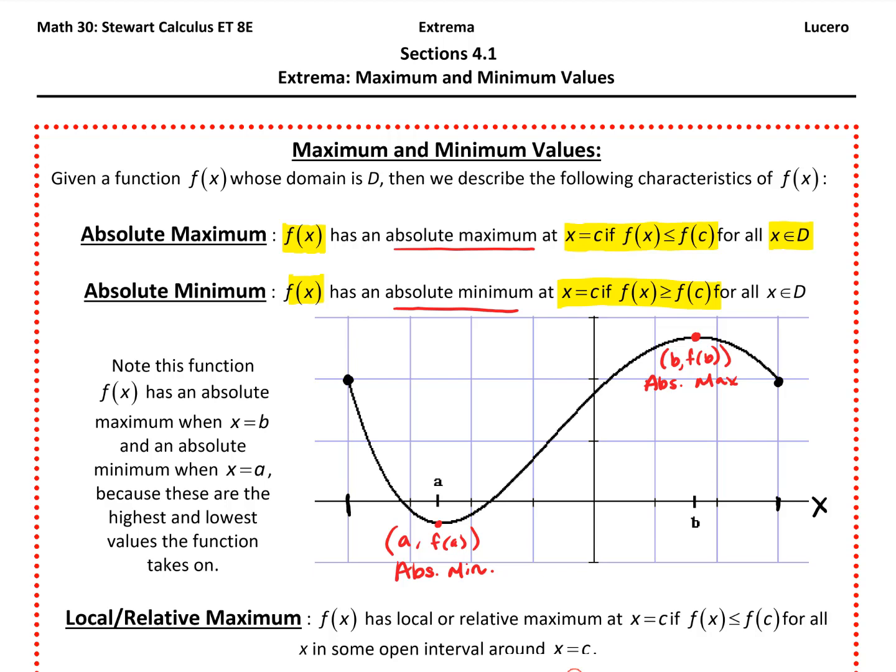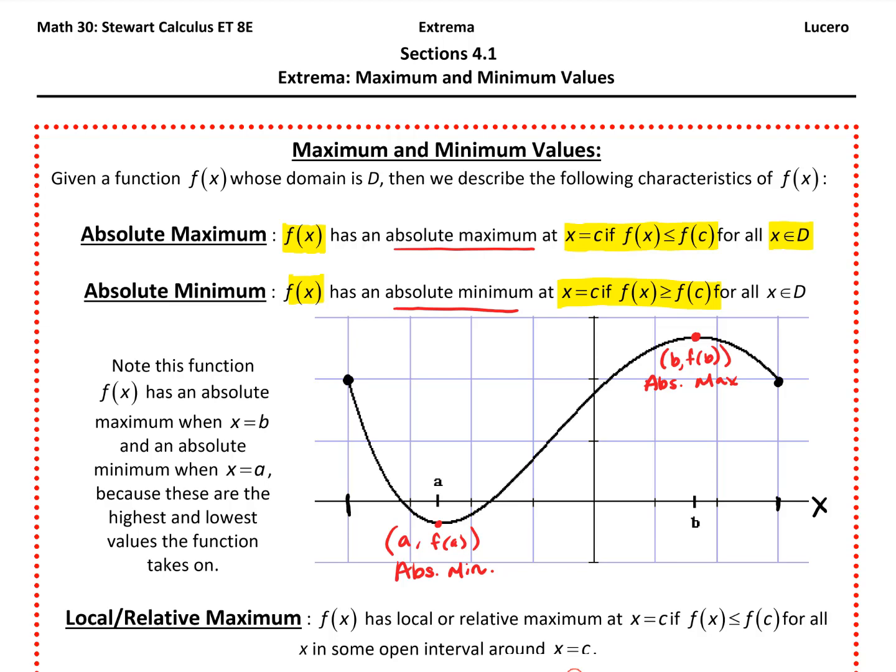That word absolute should stand out. An absolute max or an absolute minimum means that it is the highest point or the lowest point that the function achieves on the entire domain. You can think of these as the highest and lowest values that a function takes on. So that's our first 2 definitions of extreme values.